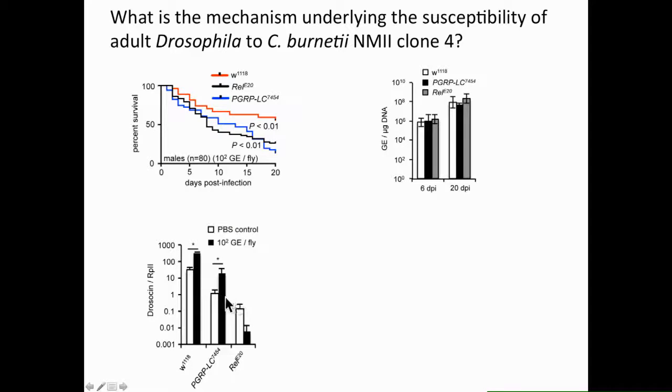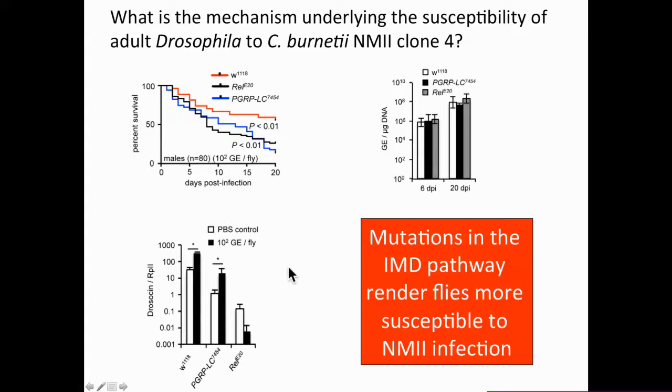And we did see decreased induction in the 2 mutant strains, especially in the absence of functional relish, no induction of drososin, and again, high induction in the wild type or the W1118 strain. So take-home message is that mutations in the IMD pathway render flies more susceptible to 9-mile phase 2, 9-mile clone 4 infection.